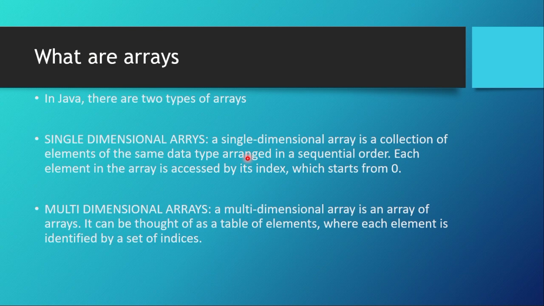Let's talk about multi-dimensional arrays, and I'll explain to you exactly what these are. A multi-dimensional array is an array of arrays, basically. It can be thought of as a table of elements where each element is identified by a set of indices. Or, putting it simply, a multi-dimensional array could be something like a matrix. Remember, if you did matrices in high school math, a matrix has a row by column, right? So in Java, you can use a multi-dimensional array to display a matrix.